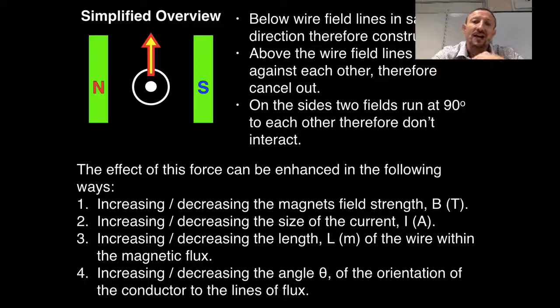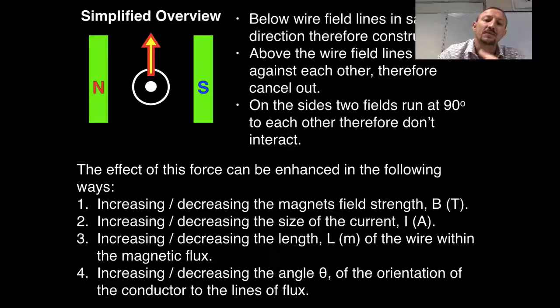Finally, we can change the angle at which we place the wire subjected to the magnetic flux. If they're running directly parallel with each other, then we're going to get maximum force. However, if they're working at an angle to each other, then the result is we are going to get a diminished force until the magnetic field lines are running at 90 degrees to each other. At this point, there is no interaction whatsoever. No interaction means no force.